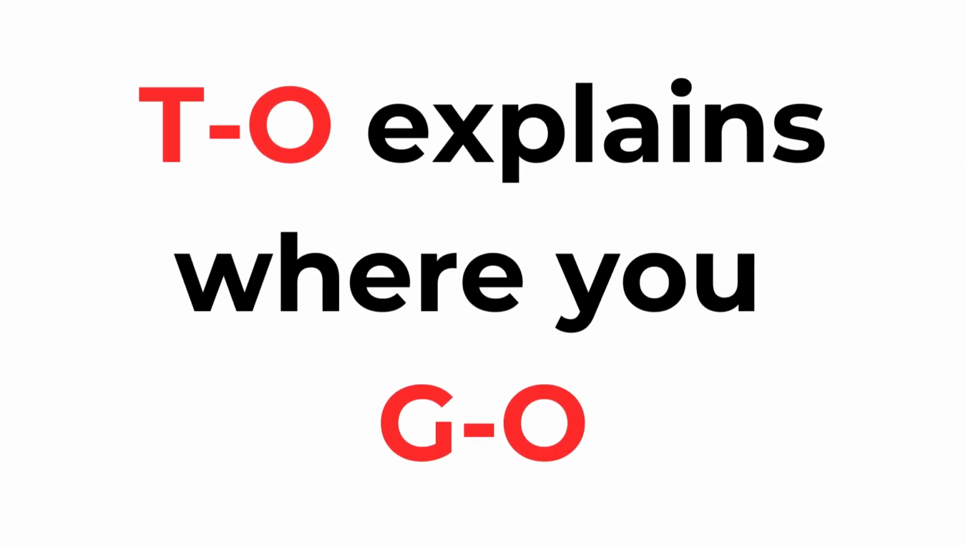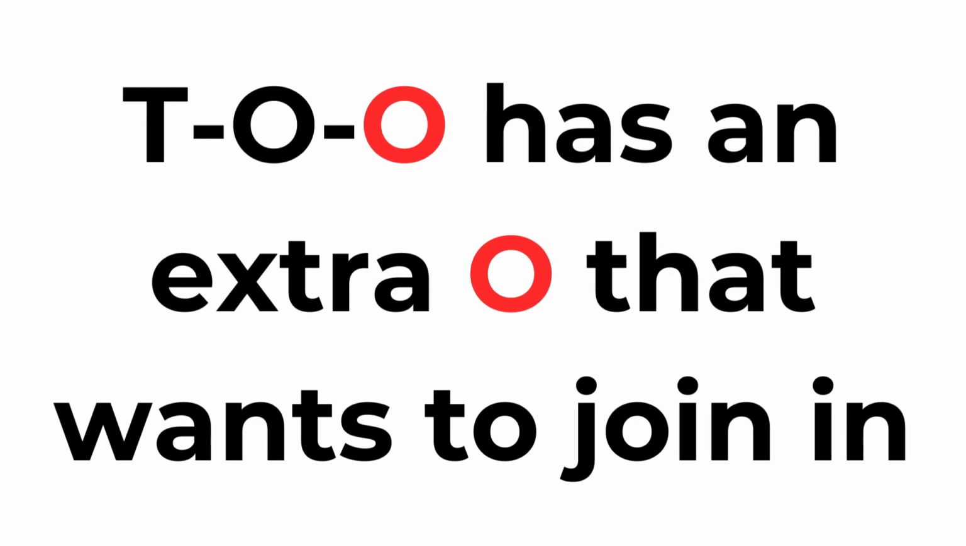So now that you're sure of what these words mean, it's time to find out the trick for how you can remember the difference between them. First up, "to" explains where you GO. This is a really easy way to remember that "to," T-O, shows direction or location. Meanwhile, "too" has an extra O that wants to join in. This is how you can remember that "too," T-O-O, explains that there's something extra.